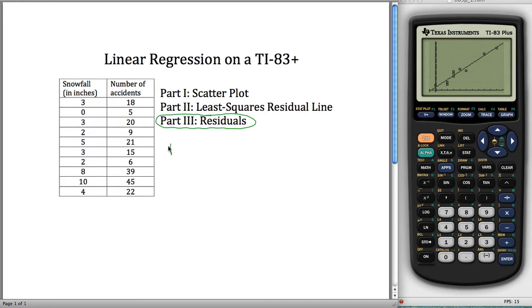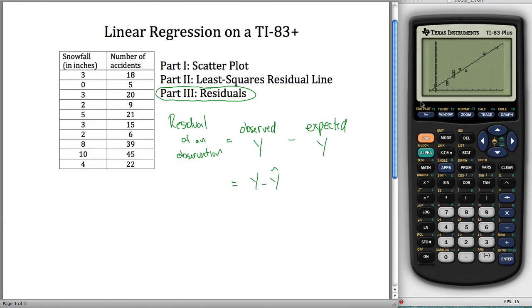So residuals, first of all, what is a residual? The residual of an observation is the observed y value minus the expected y value. Sometimes you'll see that written as y minus y hat, because y hat is what we expected from our linear regression line, and y is what we actually observed.